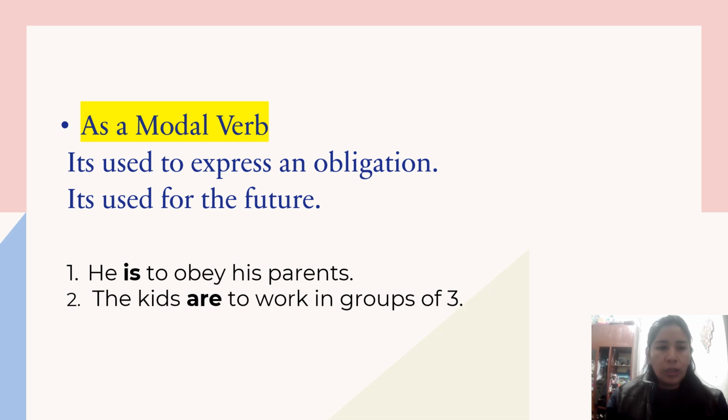The verb to be as a modal verb. The verb to be is used to express an obligation. For example, he is to obey his parents. As well, it's used for the future. The kids are to work in groups of 3.